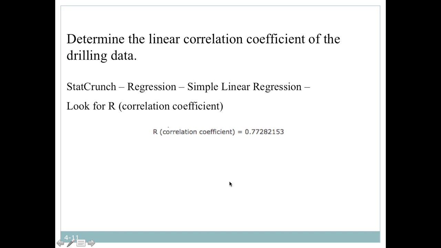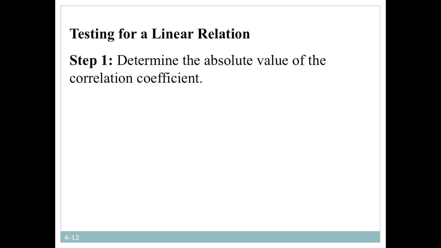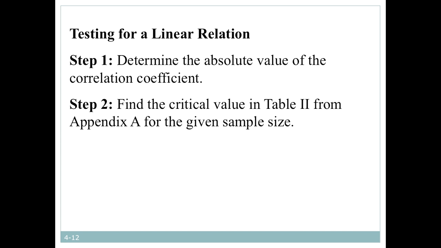Now, you might say this 0.77, is that close to 1? What is it close to? Is it strong enough? Okay, so we do have a way of actually testing to see if there is a linear relation. So the first step is to determine the absolute value of the correlation coefficient. And then we have a critical value table. Now this is in Table 2, so if you were in class, I did pass out the tables, okay, and you are able to look at Table 2 on those worksheets that I passed out.